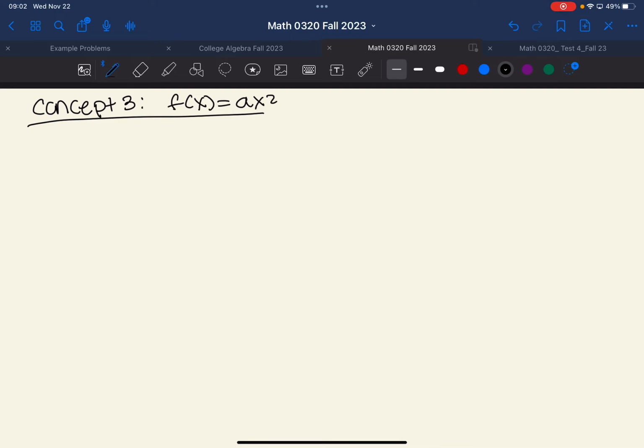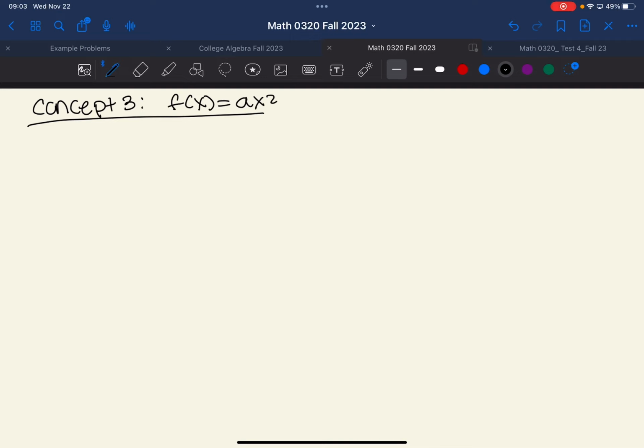Making it either more wide or narrow. Good. So that's one thing. It could either make it wider or more narrow. And there's one more thing that a value does. Correct. It could turn it upside down. So if our a is negative, it could go facing downward. If it's positive, it would face upward.